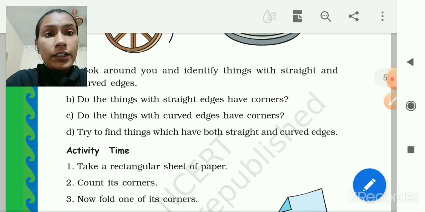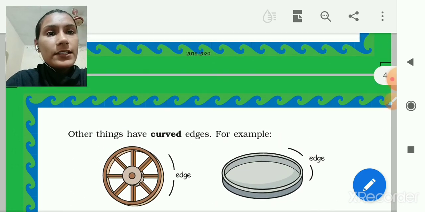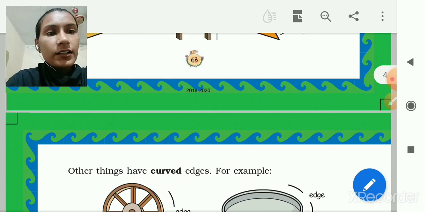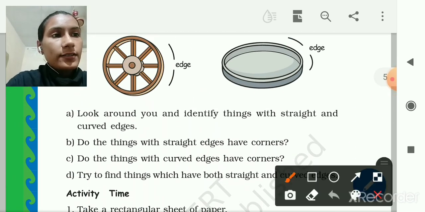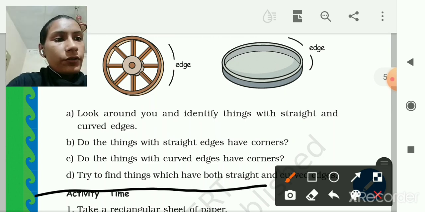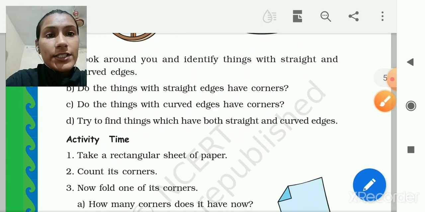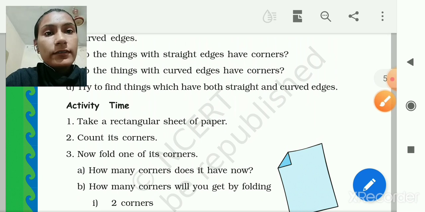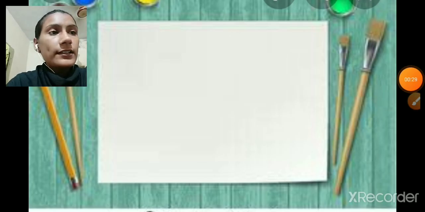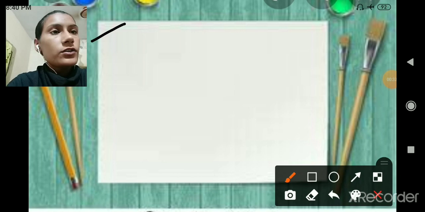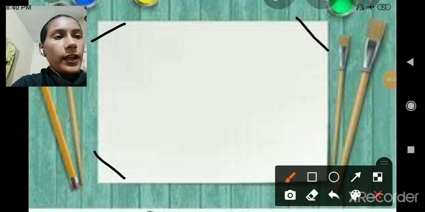So let's continue chapter number 5, shapes and designs. In the previous video we had done straight edges and curved edges. Now, activity time. Take a rectangular sheet of paper and count its corners: 1, 2, 3 and 4.